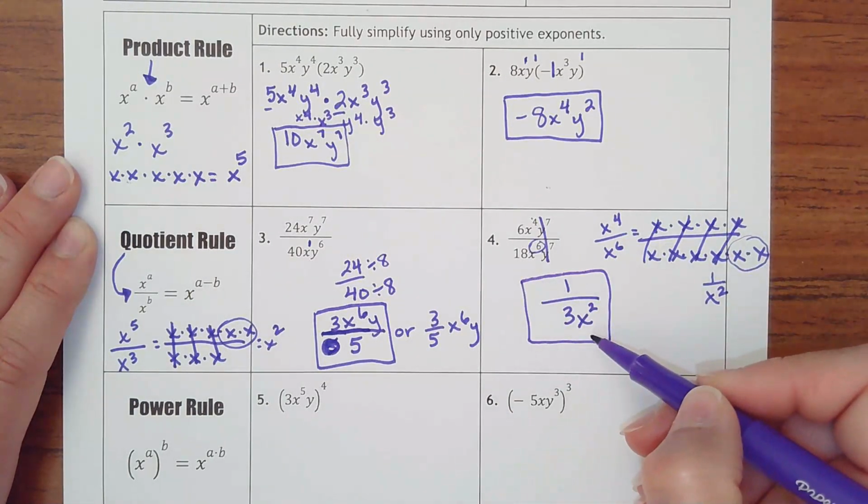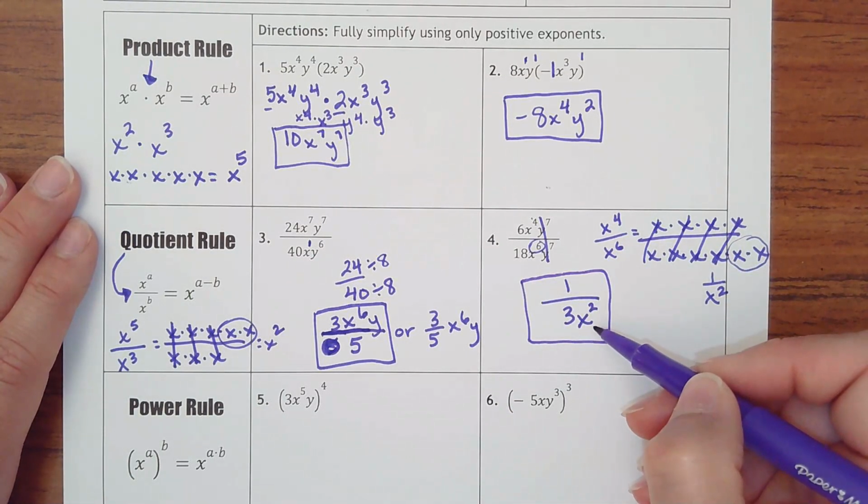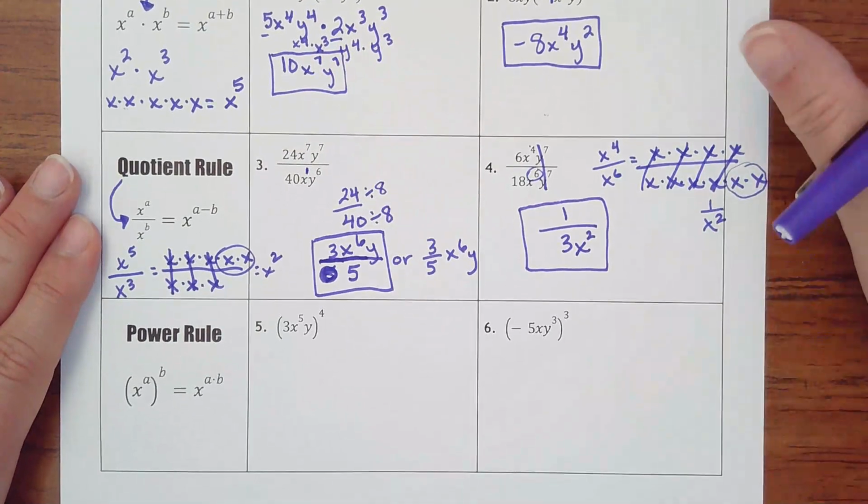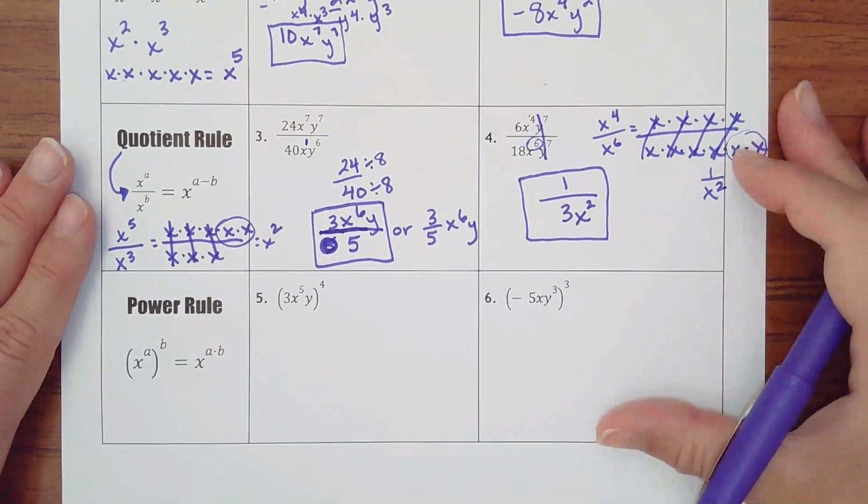But if you were to write this as 3x squared, that would be incorrect because 1/3 is totally different than 3 over 1. Same thing with your x squared. It has to be in the denominator.